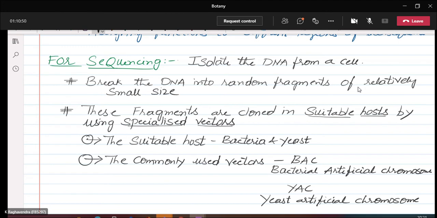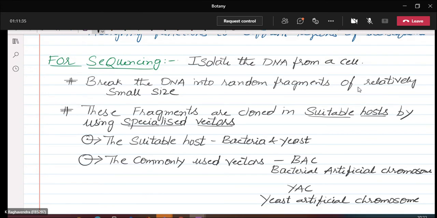Simply, if I ask the question, why host, the immediate answer is to clone. Why host? To amplify, to increase more number of copies of that fragment. Bacteria, why? Because bacteria is small? Wrong. Bacteria multiply faster. In a day, if you allow a single bacterium to divide, by the end of the day you will get millions of bacteria. Then if you insert your desired gene in the bacteria, you will get millions of copies of the same fragment. That's the reason we use bacteria as a suitable host.